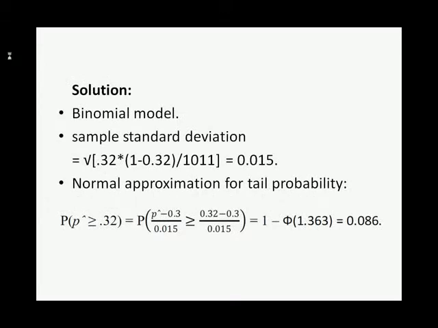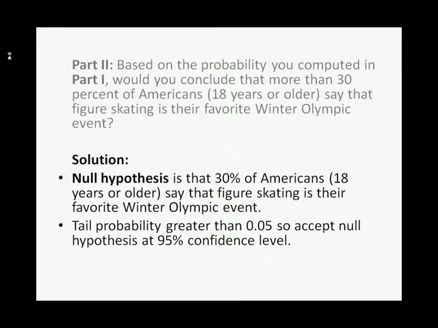As we can see, the tail probability obtained in part 1 is 0.086, which is of course more than 0.05. So, we accept the null hypothesis and conclude that the claim that more than 30% of Americans say that figure skating is their favorite event is wrong. The proportion can actually be taken as 30%, of course with a 95% confidence level.